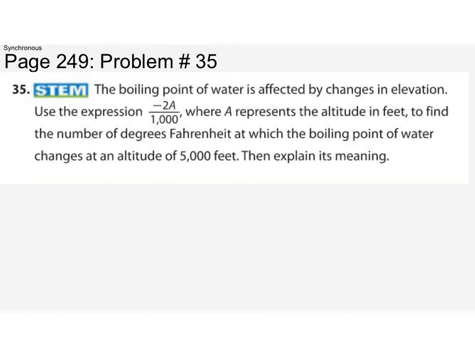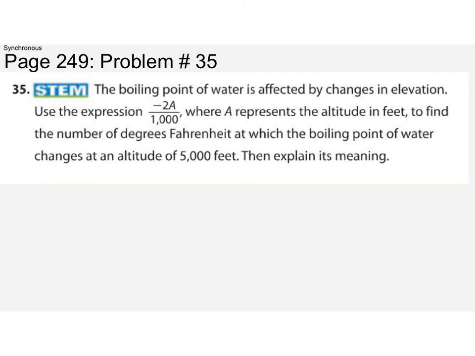So I need to reread it because I need to re-clarify. The boiling point of water is affected by elevation. So that means that depending on how high and how low I go, like maybe I'm going to the mountains or I'm going to the beach, the boiling point is going to be affected, or it will change depending on where I'm at, okay? And it says to use this expression where a is the altitude.